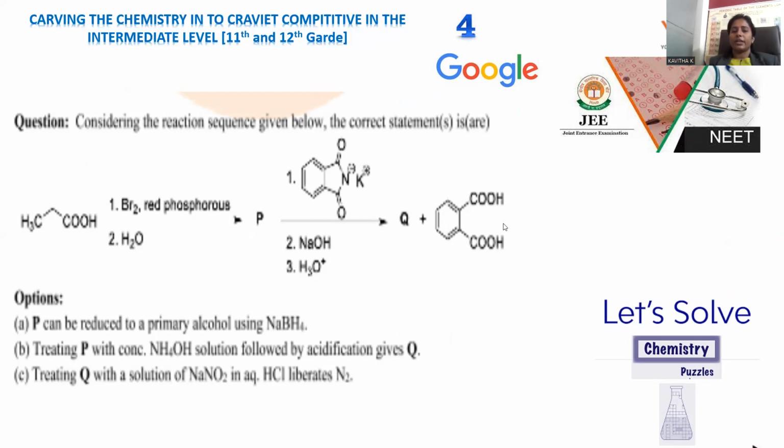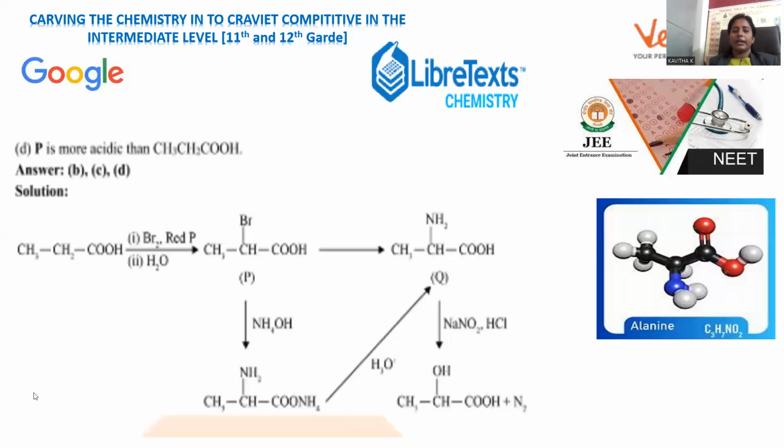Okay, there is a series of reactions: B, C, and D. So we have to go with the explanation for D as well. In D, what they are saying is that it is more acidic than acetic acid. We are comparing the acidic nature of propionic acid and alpha bromopropionic acid.